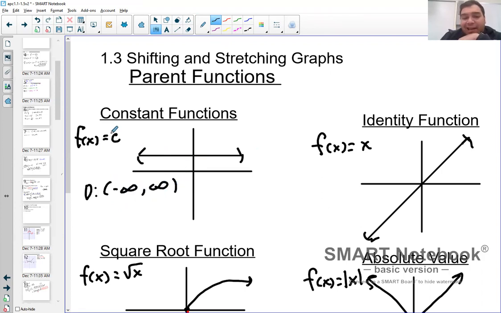Technically, I could plug in any number here, whether negative a billion or a billion. The range in this case, though, is always going to be simply the point that it is at. So in this case, since the range is just going to be at c, your range is c. It literally cannot be any higher nor any lower.